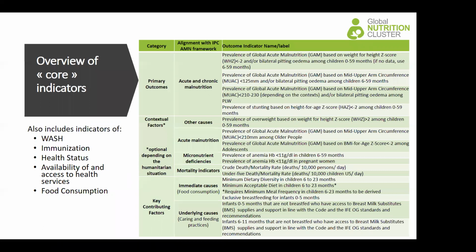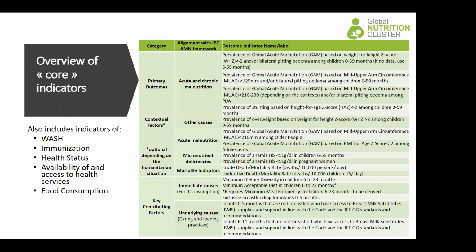As you can see here, the main focus is generally children under 5, but we also have prevalence of global acute malnutrition based on MUAC, mid-upper arm circumference, for pregnant and lactating women, as they're another key vulnerable group that is important to consider. Here we also have contextual factors. These contextual factors are optional, and it may depend on the humanitarian situation whether they would be relevant to include at the various stages of the analysis or not.